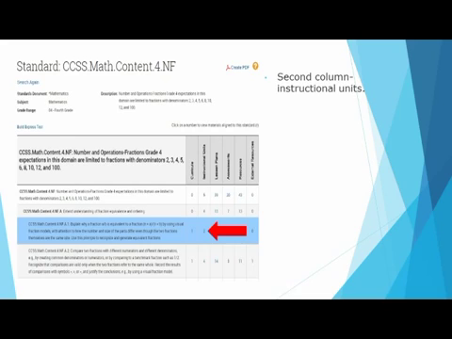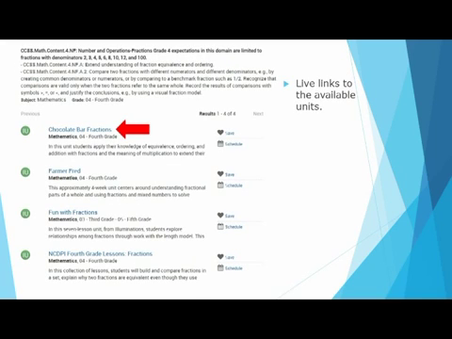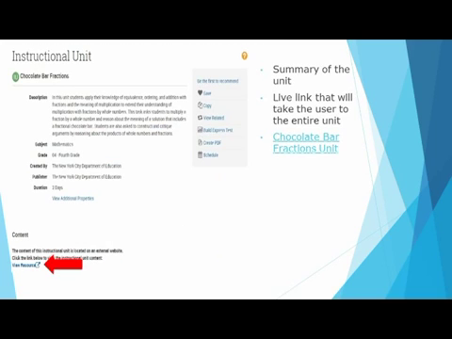The second column shows the documents available under instructional units. For this standard, there are units called Chocolate Bar Fractions, Farmer Fred, Fun with Fractions, and NC-DPI 4th grade lessons, Fractions. Clicking on the links will take you to the available units. When you choose an instructional unit, here, Chocolate Bar Fractions, there is a summary of the unit as well as a live link that will take the user to an external website where the entire unit is available for use.